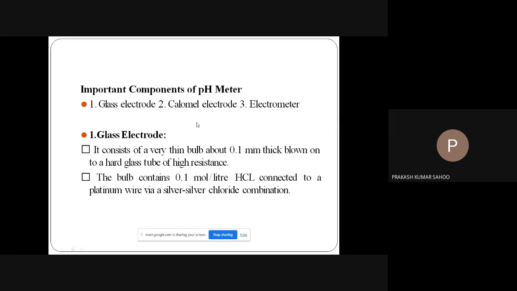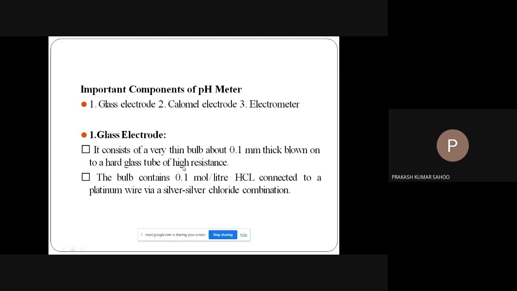So these are again highlighted here, the important components. Glass electrode, that is the indicator electrode here. Calomel electrode is your reference electrode. There is a standard calomel electrode, that is 0.25 volt. It has the potential. Then we have an electrometer or voltmeter. It will indicate the change in potential.